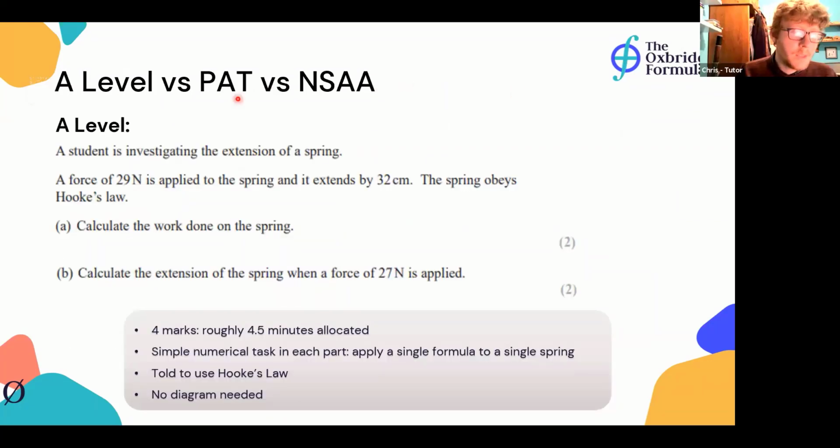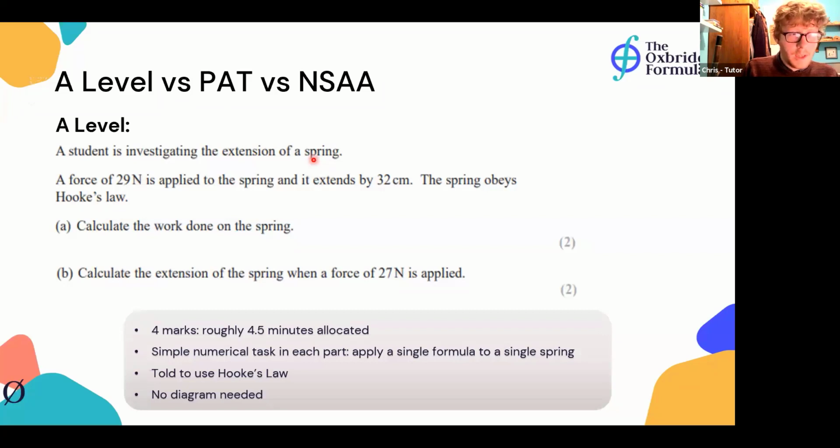Okay, so we'll be looking at an A-level and a PAT and an NSAA question on the same topic, which will be springs, because all these tests are based on roughly the same material, but they just examine it in different ways.